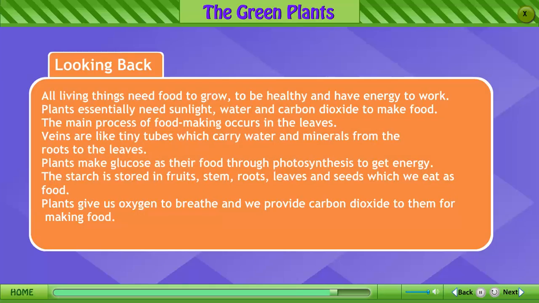Looking back, all living things need food to grow, to be healthy and to have energy to work. Plants essentially need sunlight, water and carbon dioxide to make food. The main process of food making occurs in the leaves. Veins are like tiny tubes which carry water and minerals from the roots to the leaves. Plants make glucose as their food through photosynthesis to get energy. The starch is stored in fruits, stem, roots, leaves and seeds which we eat as food.